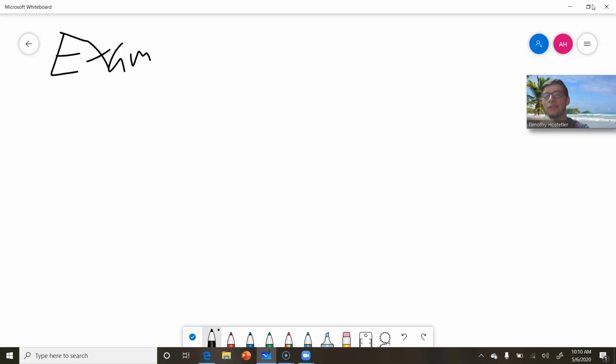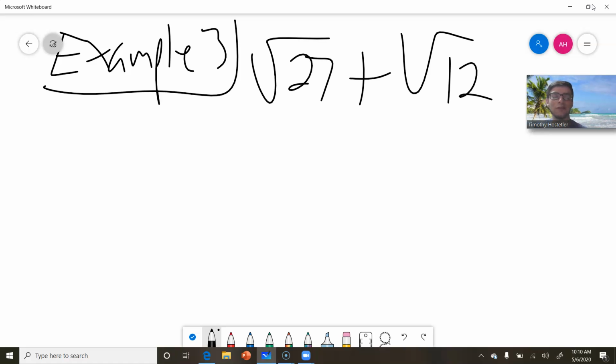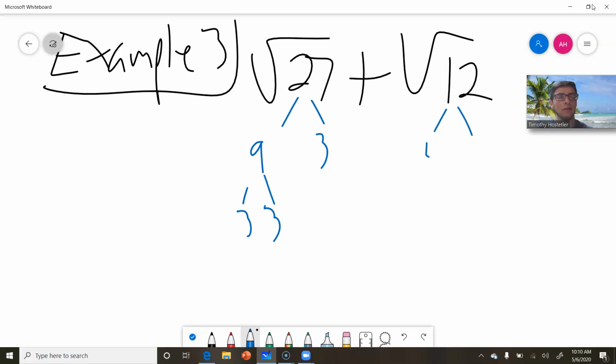So let's do example 3, and then maybe we'll get into example 4 as well, and then we'll go for the homework. So example 3 looks like this: we have the square root of 27 plus the square root of 12. Now you say, there's nothing in common, right? But when they're big numbers, what do we always have to do? Factor. So we get 9 and 3, 3 and 3, 4 and 3, 2 and 2.